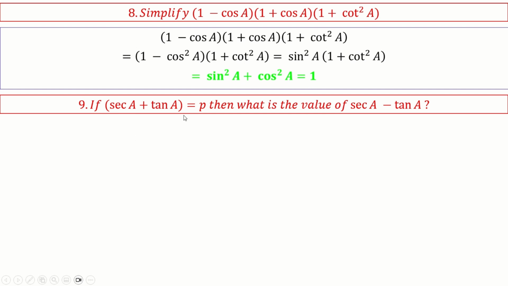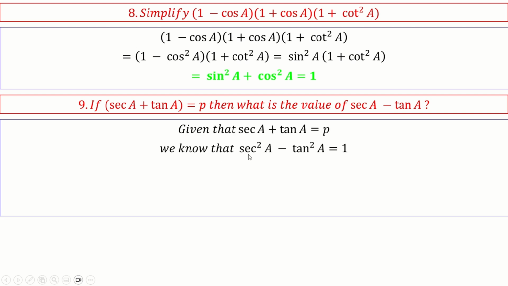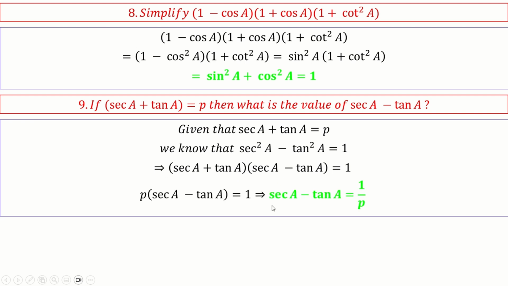Next. Secant A plus tan A equal to p. Then what is the value of secant A minus tan A? Okay. We know that secant square A minus tan square A equal to 1. So I can write it as (secant A plus tan A) into (secant A minus tan A). This value is given as p. So the other value is 1 by p.